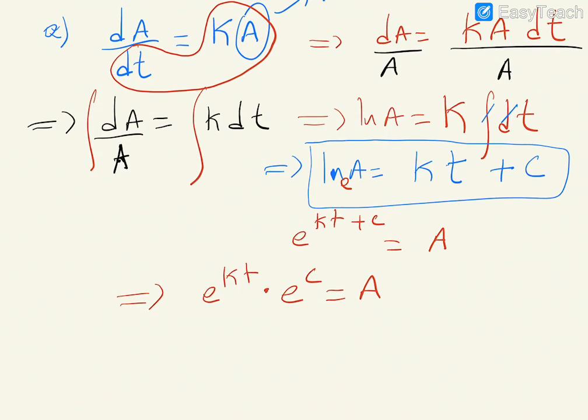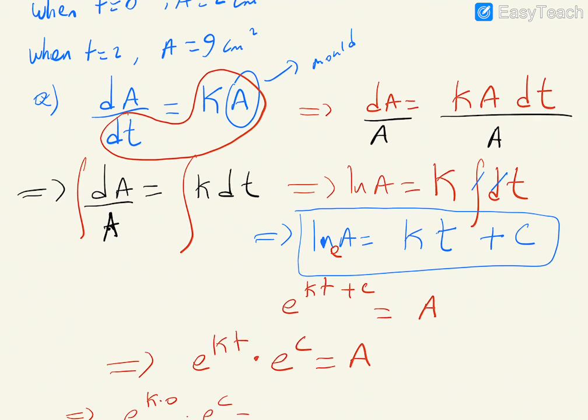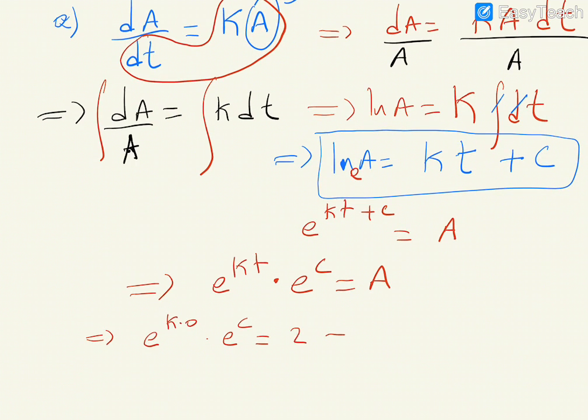So when t equals 0, e^(k times 0) times e to the power of c equals a. When t equals 0, I have a equals 2. So from here, that's my first equation. e to the power of 0 times e to the power of c equals 2, right? Then from here I will have 1 times e to the power of c equals 2.